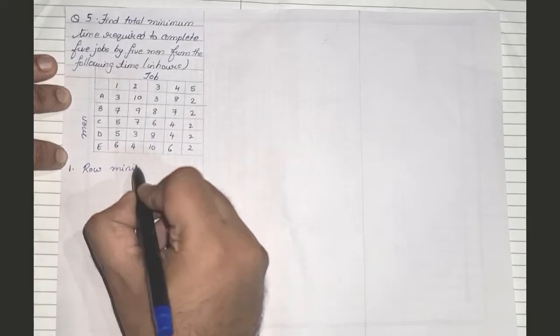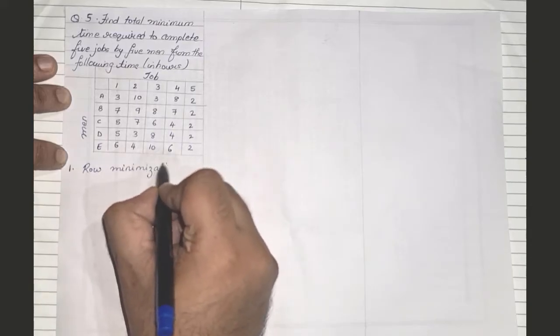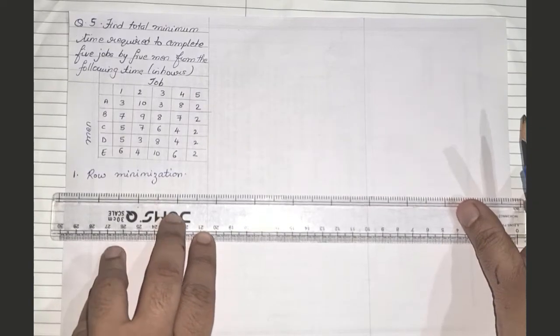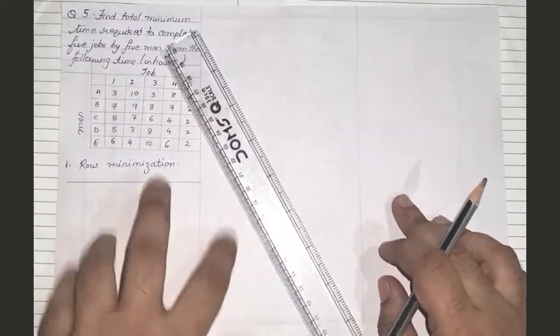Step number 1, in order to solve a sum based on minimization, your first step will always be to find the values of row minimization. In order to find the values of row minimization, the first step will always be to create a similar table having jobs and men but with the new values. With the help of a scale, we will create a similar kind of structure whereby we'll have the values of jobs and the values of men.